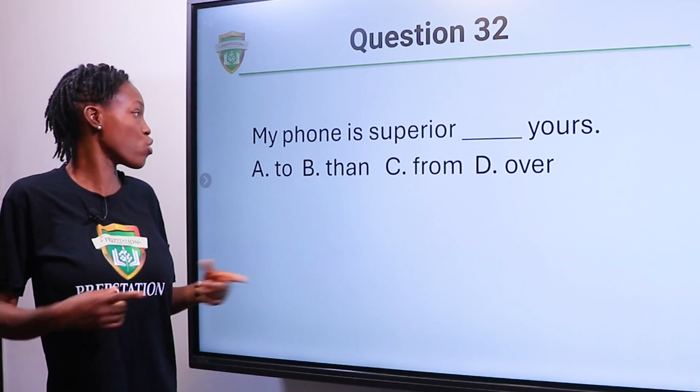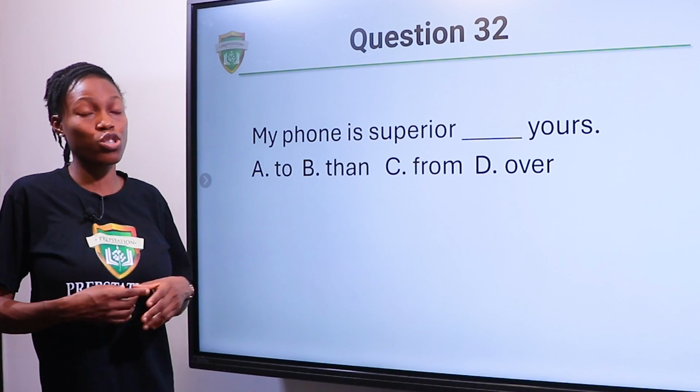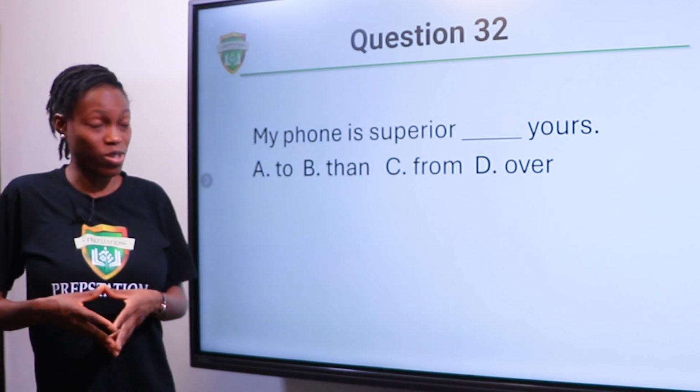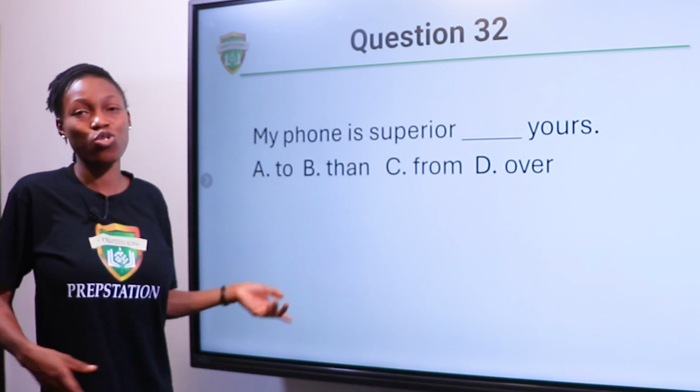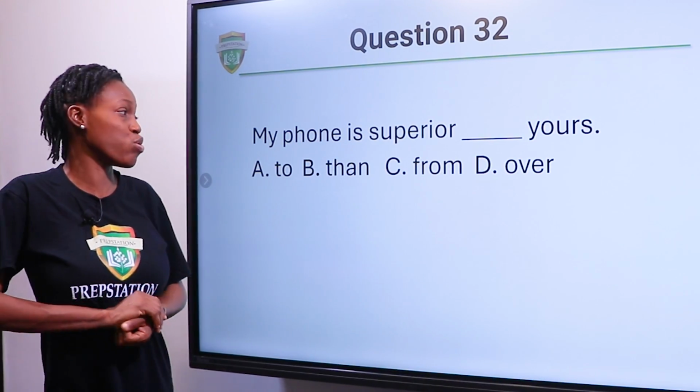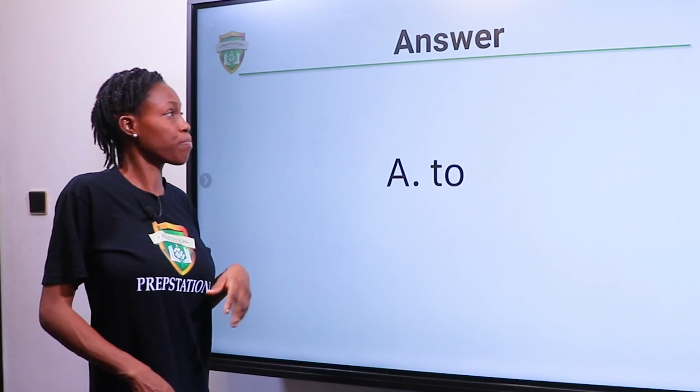The next question, my phone is superior dash yours. When you're comparing two things, it should be with the word to. My phone is superior to yours. It can't be than yours. So you're comparing both. My phone is superior to yours.